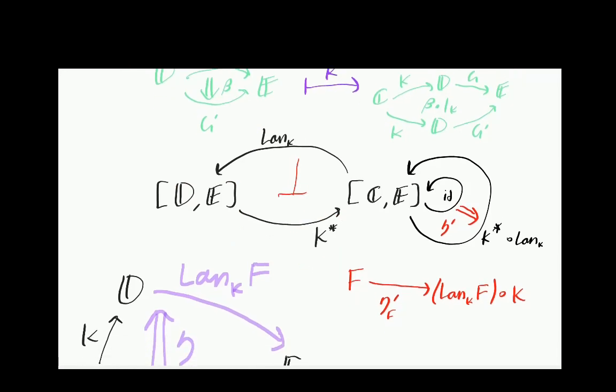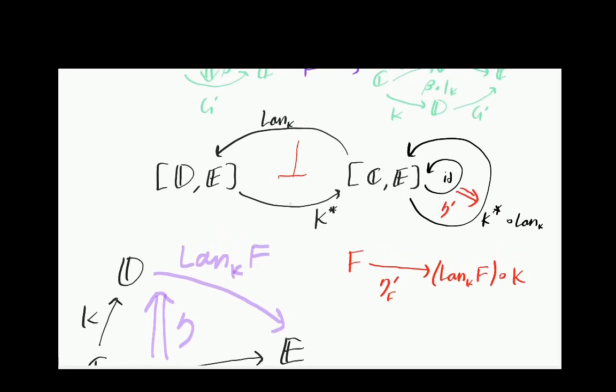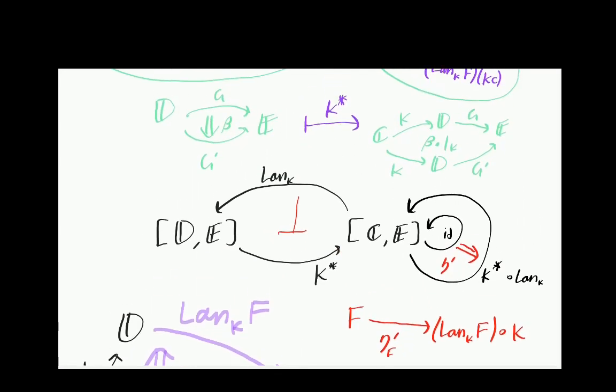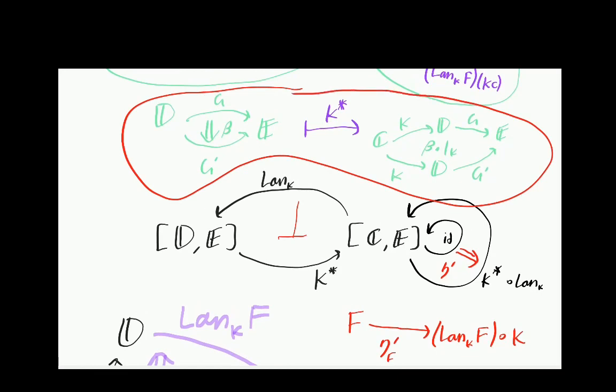So let's remember our setup. We have this functor K, which goes from C to D. And that means that we can form this functor K star. And basically, this just works by precomposition. So it works according to this formula here, or this expression here. So if we have an object of D comma E, as in a functor G from D to E, then K star just sends that to G after K, which is going to be a functor from C to E.